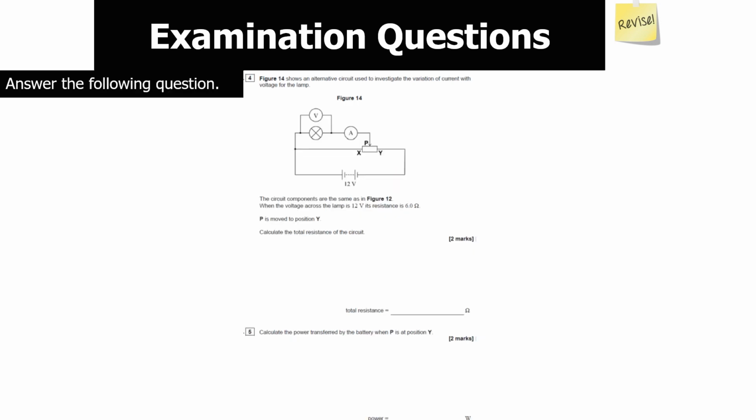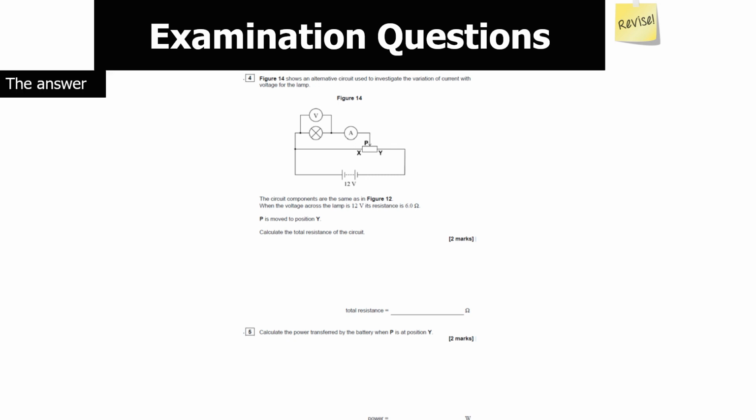The next question says, figure 14 shows an alternative circuit used to investigate the variation of current with the voltage for the lamp. The circuit components are the same as in figure 12. When the voltage across the lamp is 12 volts, its resistance is 6 ohms. P is moved to position Y. Calculate the total resistance of the circuit, then calculate the power transferred by the battery when P is at position Y. So pause the video now, then unpause the video when you want to go through your answer.